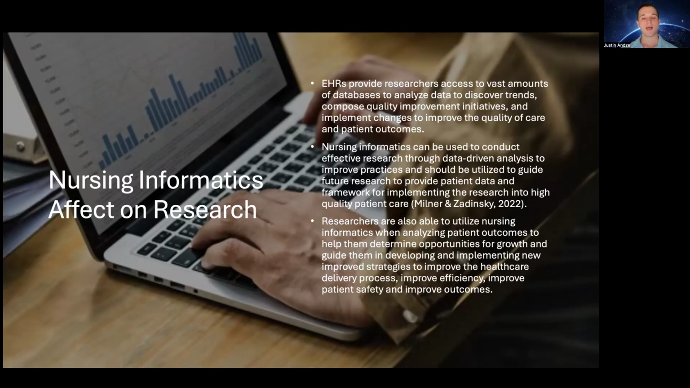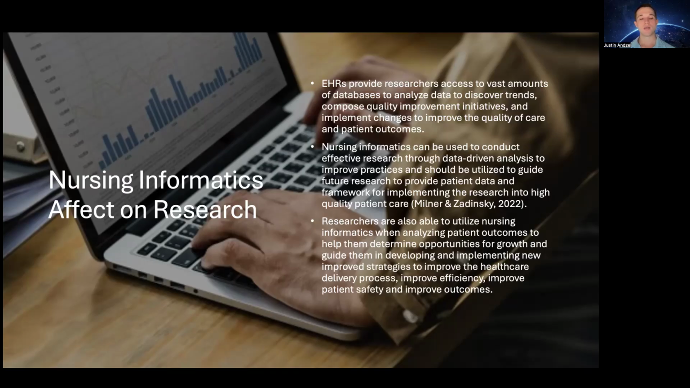In a Nursing Informatics Journal article, the authors discuss how nursing informatics can be used to conduct effective research through data-driven analysis to improve practices and should be utilized to guide future research to provide patient data and a framework for implementing the research into high-quality patient care.